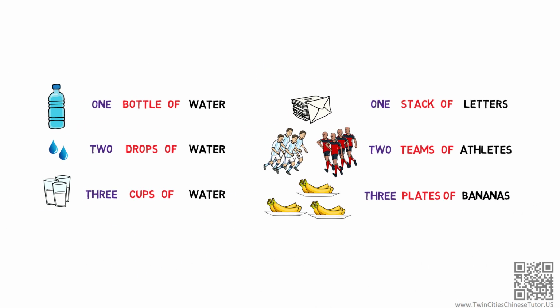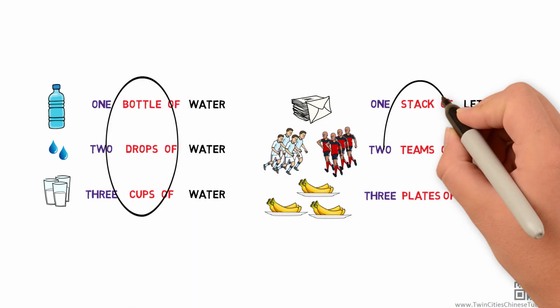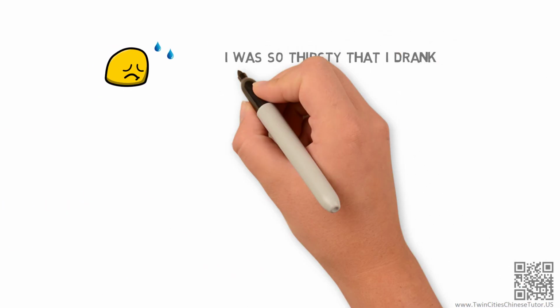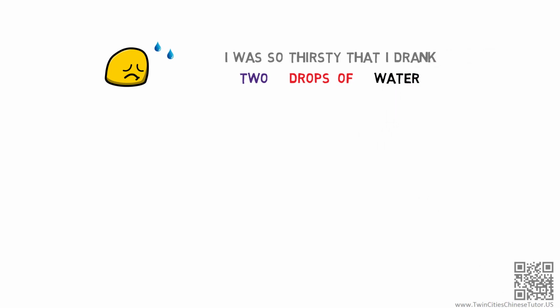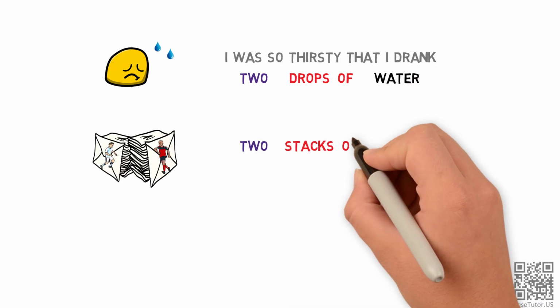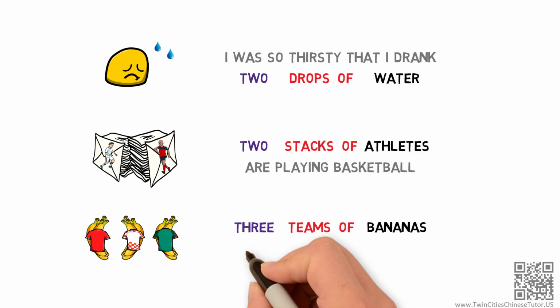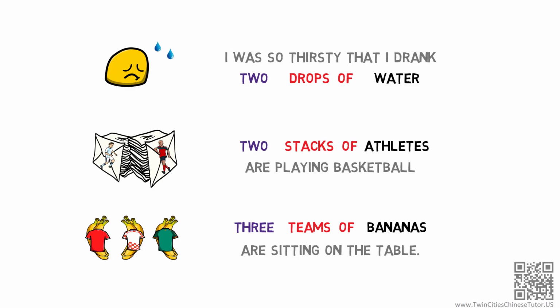All the words bottle, drop, cup, stack, team, and plate after the numbers in these examples are measure words. These words help us to have a qualitative understanding of the things we're measuring, and if we mix them up, people will get confused. Imagine if I say, I was so thirsty that I drank 2 drops of water. 2 stacks of athletes are playing basketball. 3 teams of bananas are sitting on the table. Something seems off, right?